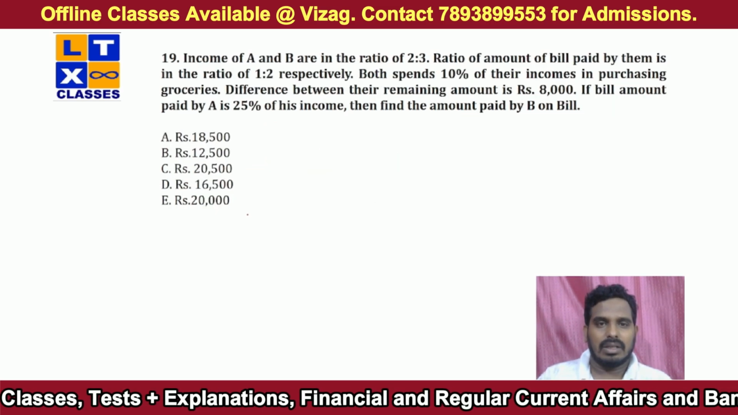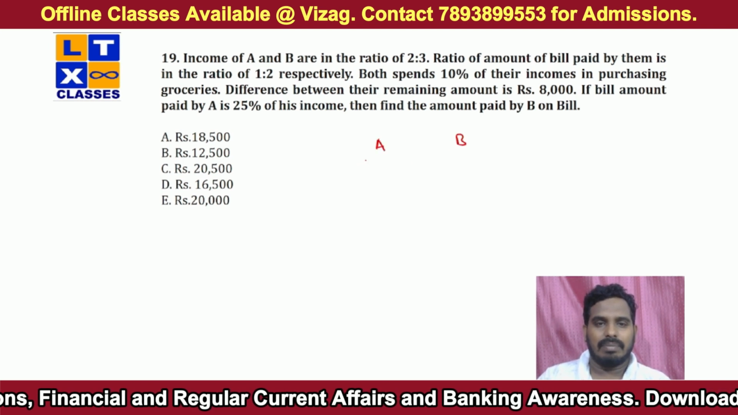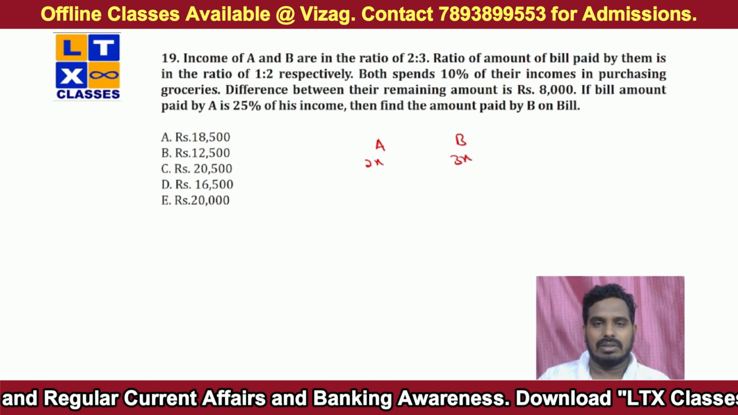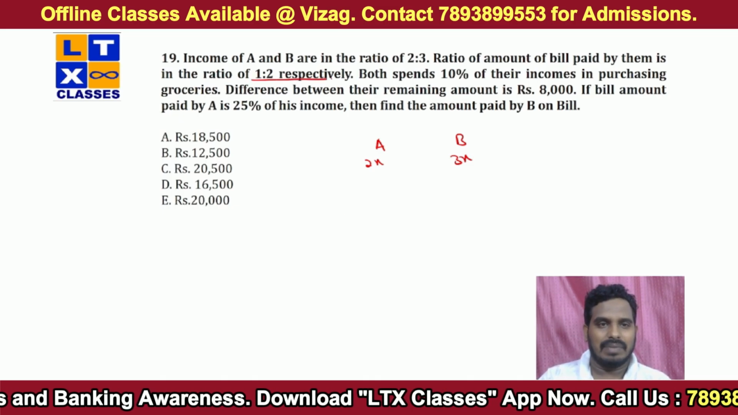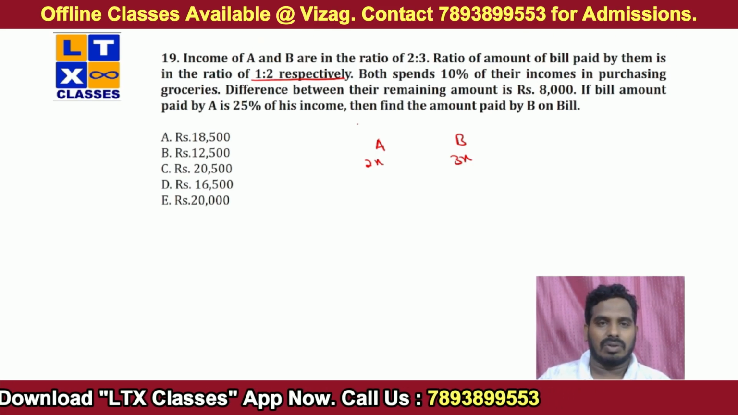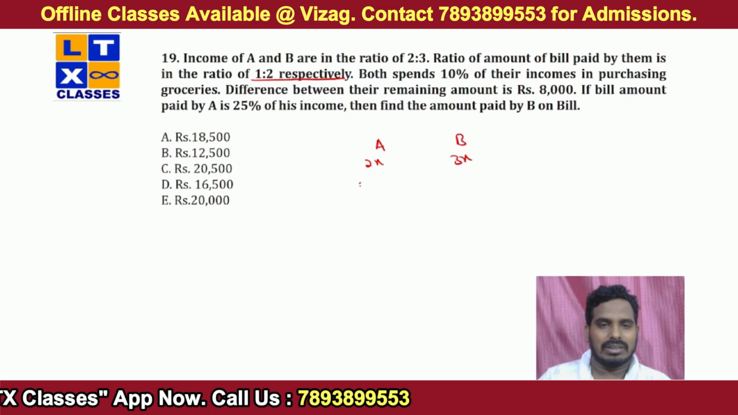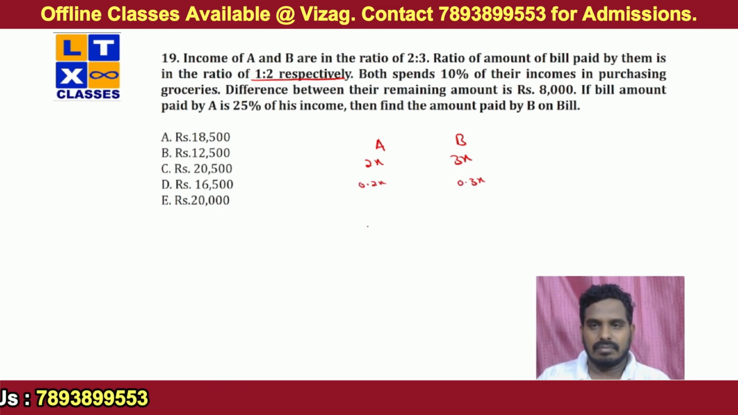Okay. Now income of A and B are in the ratio of 2 is to 3. So A and B, 2x, 3x. The ratio of the bill amount paid were in the ratio of 1 is to 2 respectively. Both spend 10% of their incomes on purchasing groceries. So 10% is nothing but 0.2x of A and 0.3x of B. Now, the difference between the remaining amounts is 8,000.